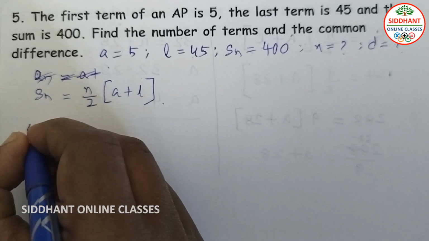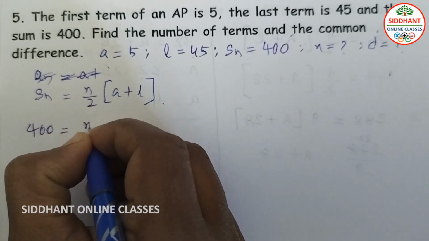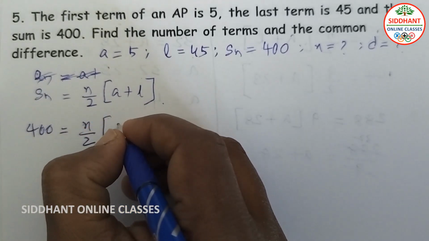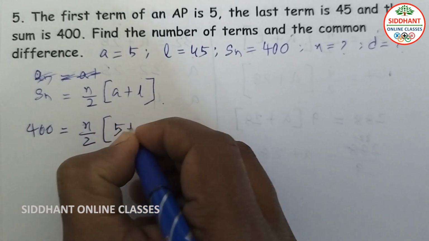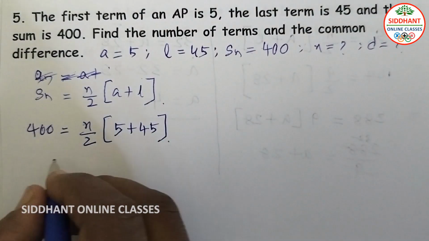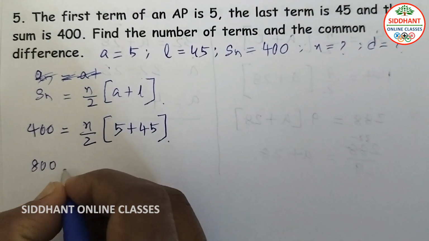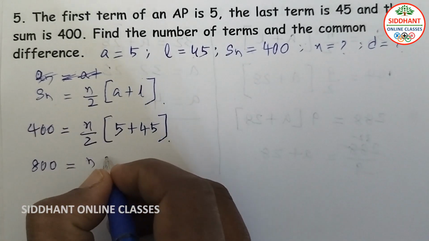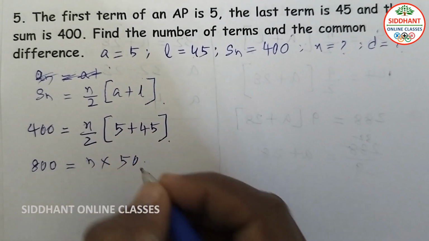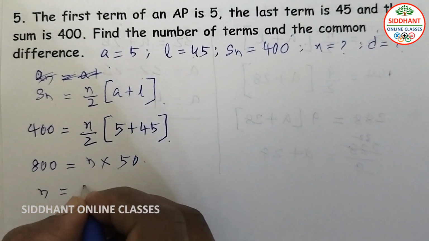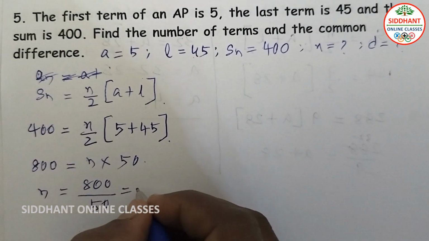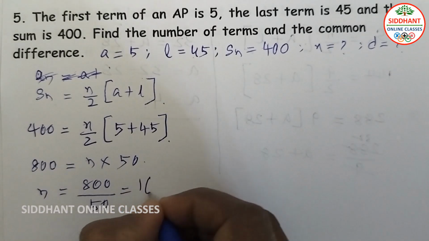So the sum is 400 = n/2 times a, which is 5, and l, which is 45. So 800 = n(5 + 45), which is 50. So n = 800/50, that will be 16.